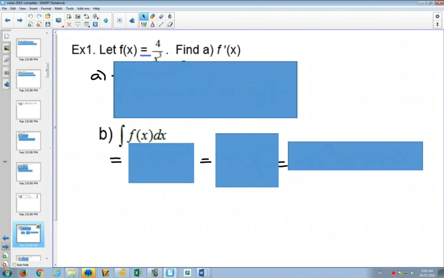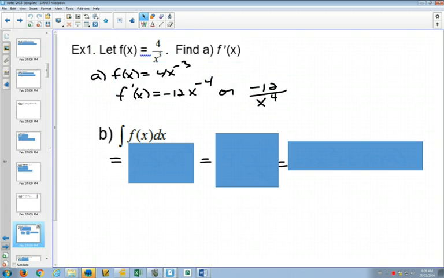So here in A, we've got 4 over x cubed. We know that the derivative, once we change that x to the minus 3, is negative 12 x to the minus 4. And so this 4 out in front really just didn't affect the derivative at all. It just meant that we multiplied our final answer by 4 as well.